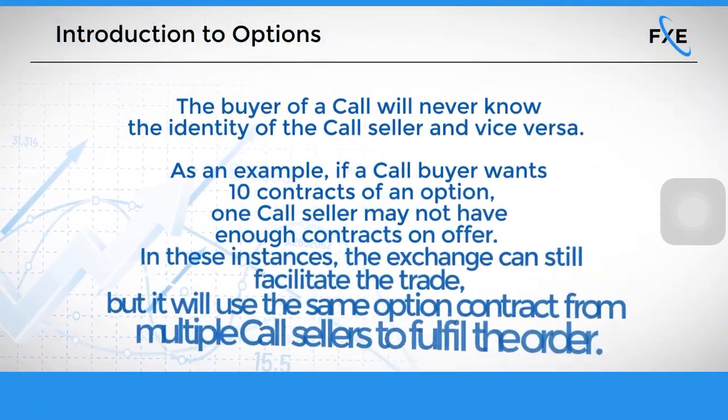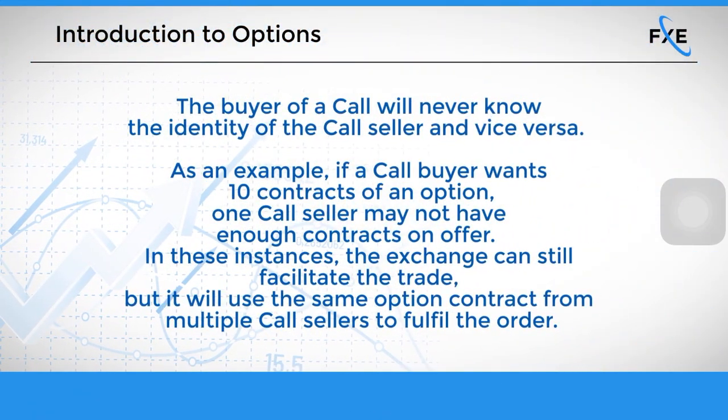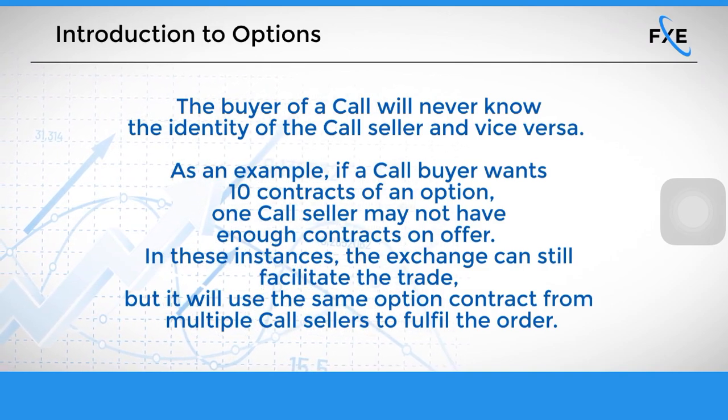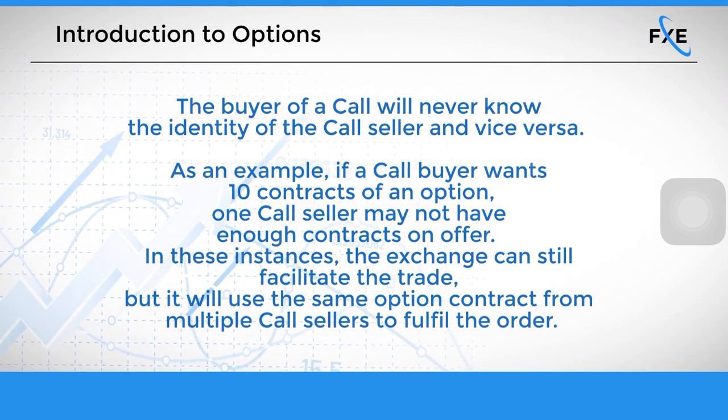The buyer of a call will never know the identity of the call seller and vice versa. As an example, if a call buyer wants 10 contracts of an option, one call seller may not have enough contracts on offer. In these instances, the exchange can still facilitate the trade, but it will use the same option contract for multiple call sellers to fulfill the order.